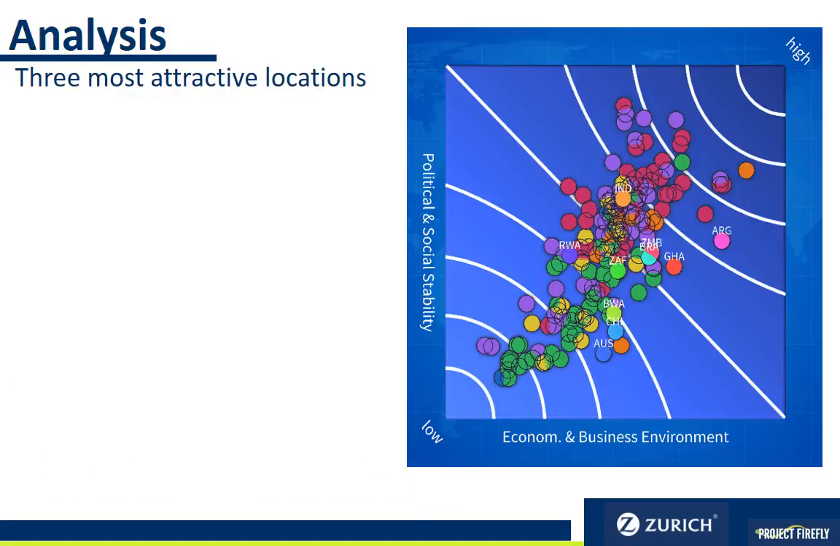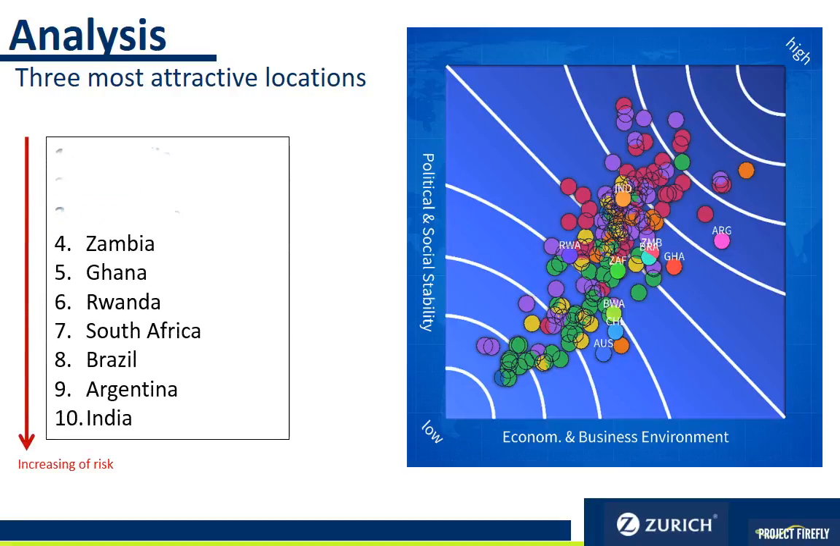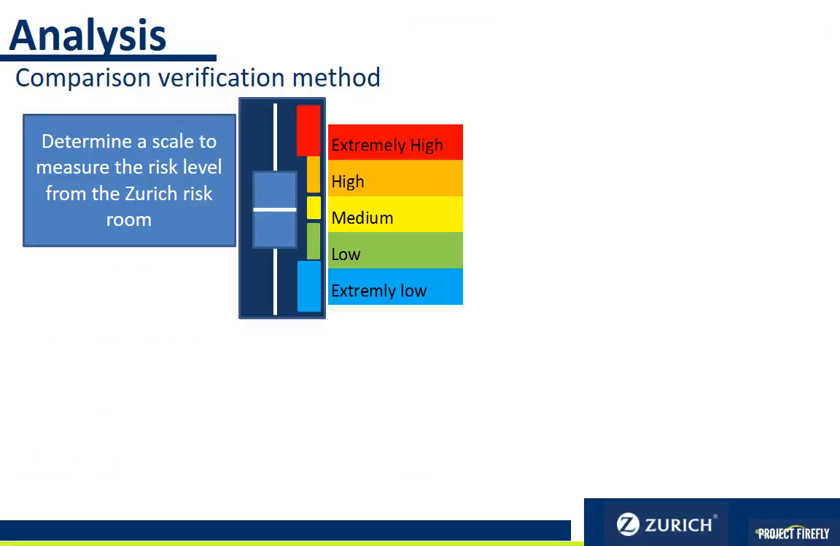The analysis was developed using 3 different aspects. First, an overview of the 10 countries' risk using the Risk Room tool. From this data, the 3 countries were identified with overall lower risk: Australia, Chile, and Botswana. The second phase of the analysis was made with a weighted risk analysis tool that was developed by our team. The tool is described in the slide.